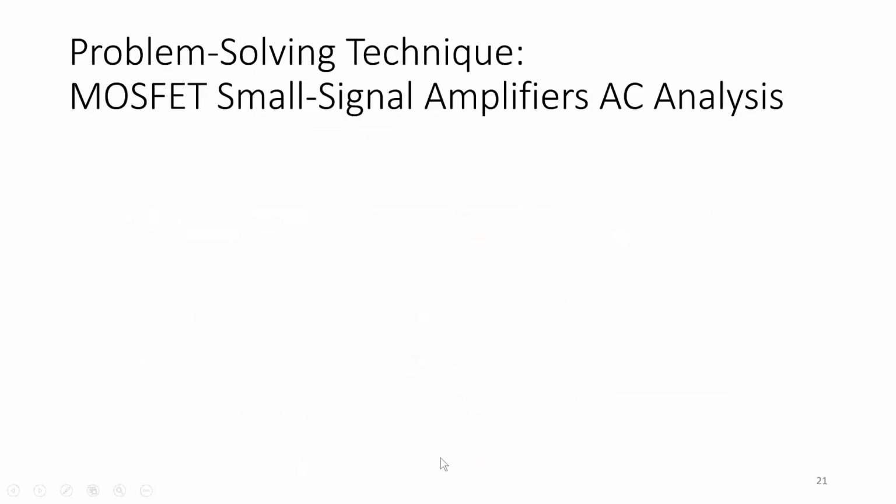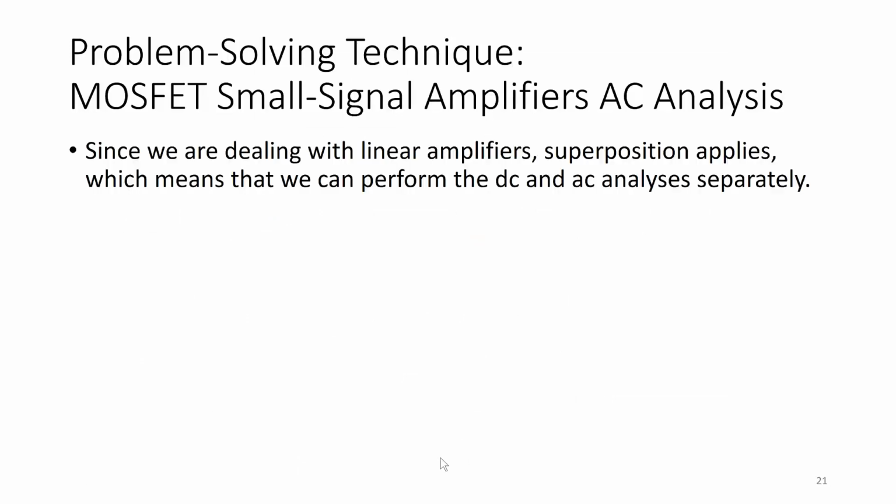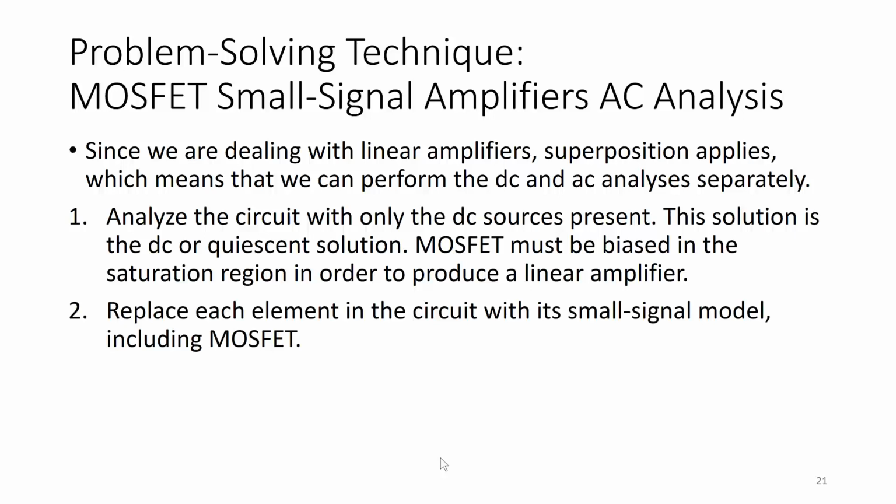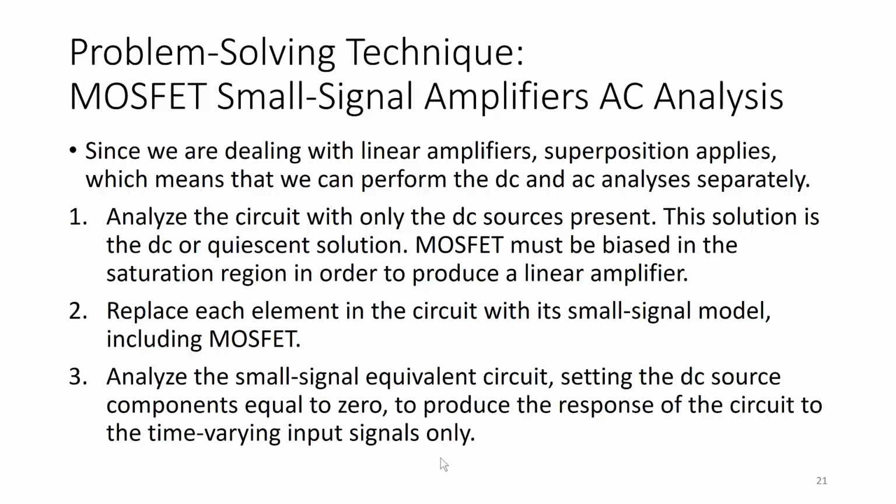Okay, so now, problem solving technique. In general, since we are dealing with linear amplifiers, superposition applies, which means that we can perform DC and AC analysis separately. First, we analyze the circuit with only the DC sources present and find the Q point, and then replace each element in the circuit with a small signal model, including the MOSFET. Then you analyze the small signal equivalent circuit, setting the DC source components equal to 0, to produce the response of the circuit to time varying input signals only.